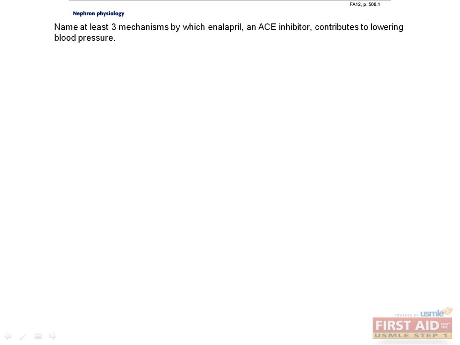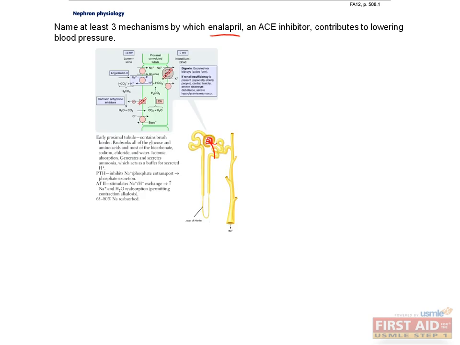Let's do one more question. Name at least 3 mechanisms by which enalapril, an ACE inhibitor, contributes to lowering blood pressure. This question really shows you how intricate the kidney can be. Enalapril, which is an ACE inhibitor, prevents the formation of angiotensin II. This has a number of important effects.